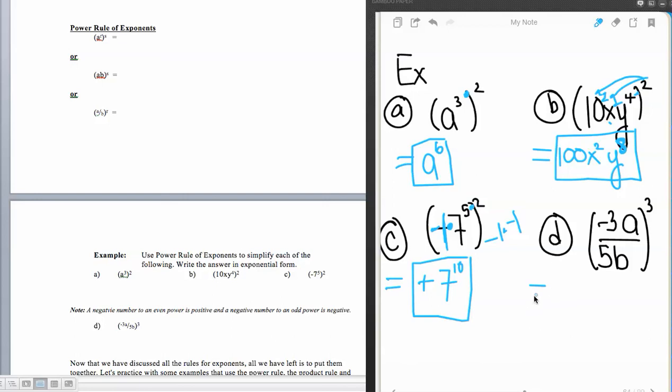And then our next one, this one says a negative 1 being cubed, right? So this is a negative 1 times a negative 1 times a negative 1, which is going to give me a negative 1. So that's going to be a negative 1 times a cubed, and then 5 cubed, which is 125, and then b cubed. And so that's what our final answer is going to look like in this one. Be careful with those negatives.